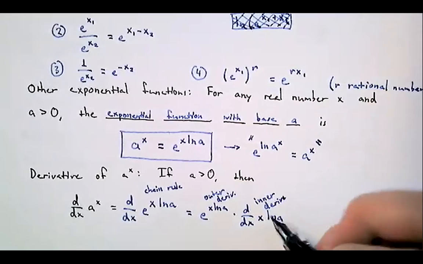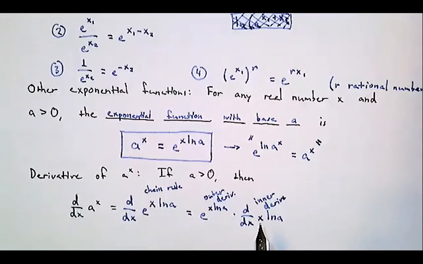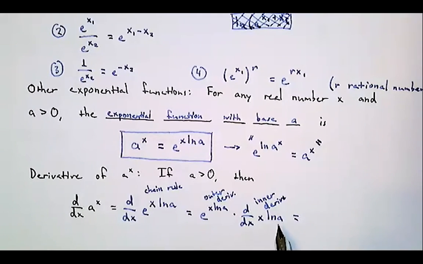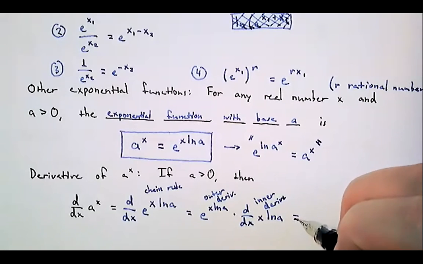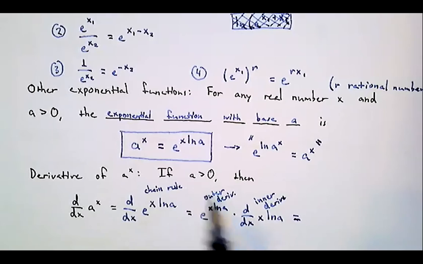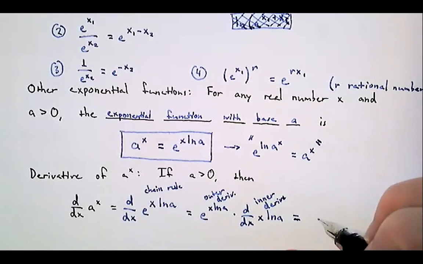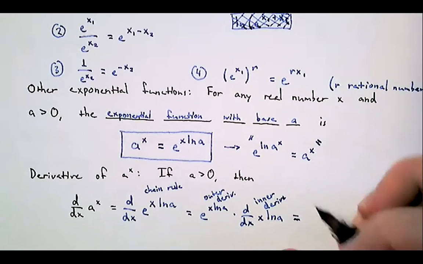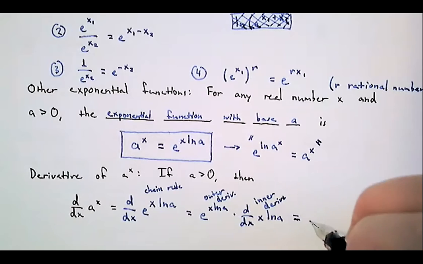Okay, so this might look complicated since we have an x and a natural logarithm. Maybe you think we have to do a product rule here, but the natural logarithm of a is actually just a constant number because a is just a number that we picked, some positive number. So when you take the derivative, you're actually just looking at x and you're ignoring the constant. And you're left with just the constant by itself.